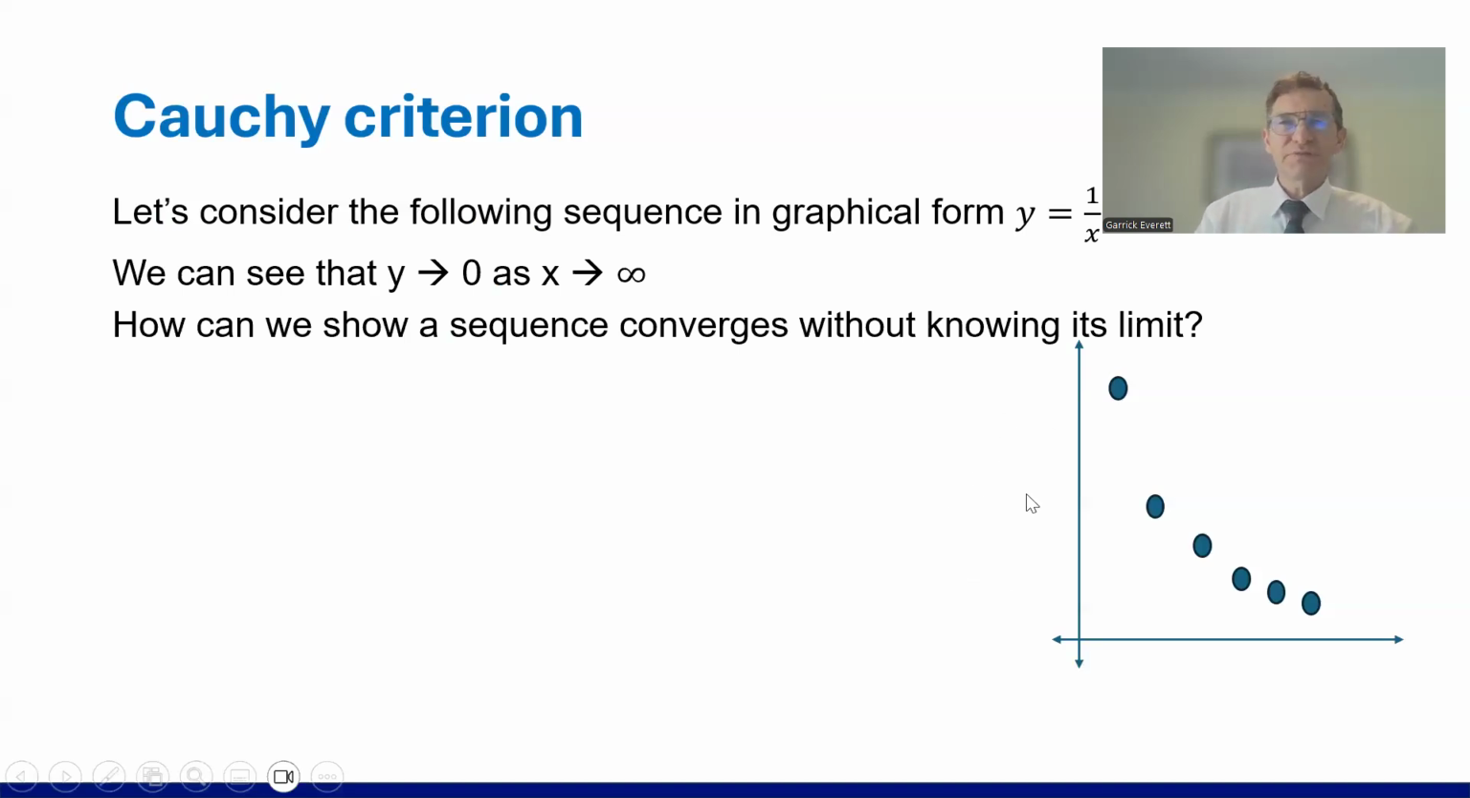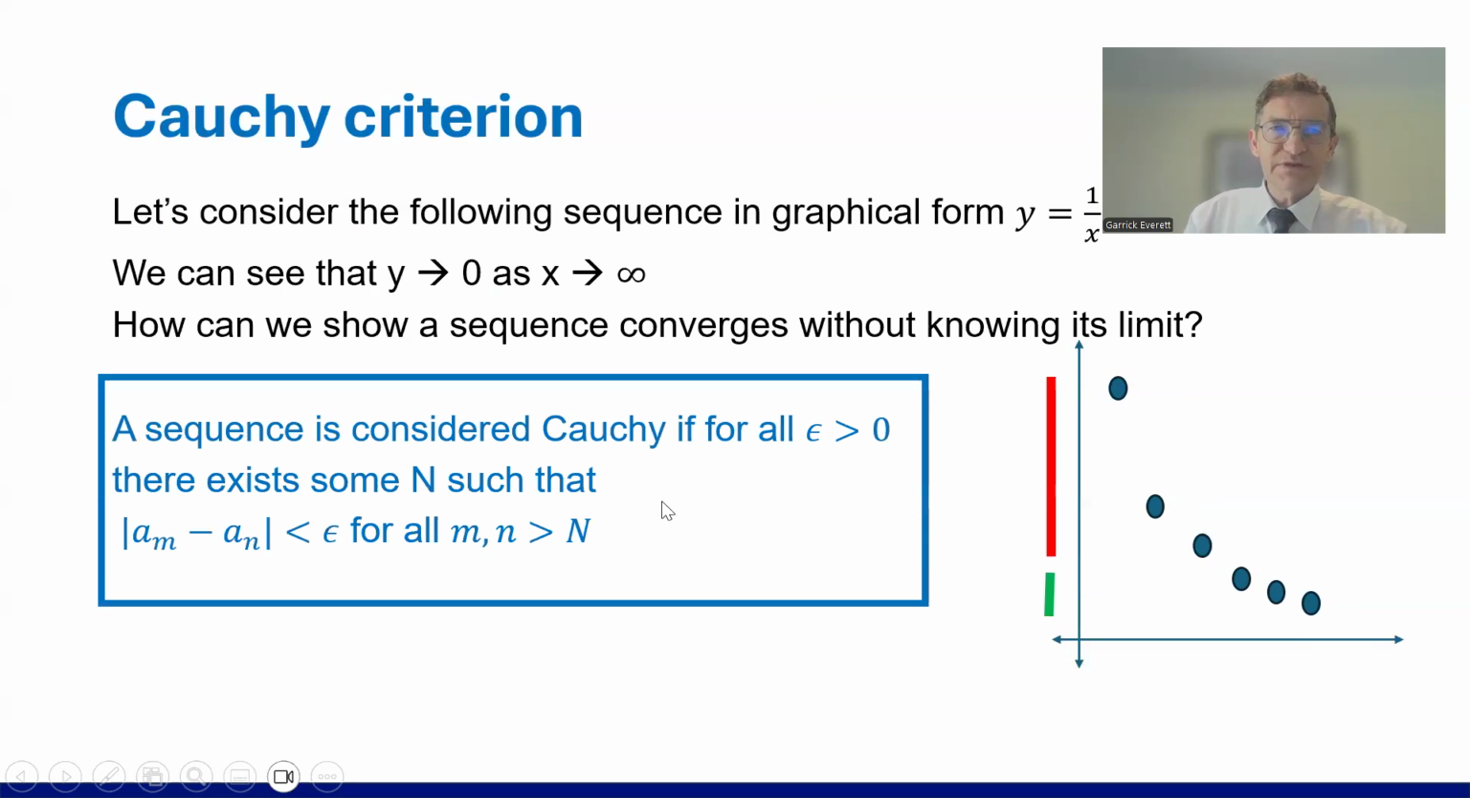Well, in this instance, pretty simply, if we take the first 3 terms, that one, and that one, we can see the distance apart is getting smaller. We can then take the next 3 terms, that one, and that one, and see that the distance between them, in terms of the y value height, is getting smaller and smaller. And that's how we do it. So a sequence is considered Cauchy, not kosher, if for all epsilon greater than 0, there exists some N such that |a_m minus a_n| is less than epsilon for m, n greater than N. Okay?